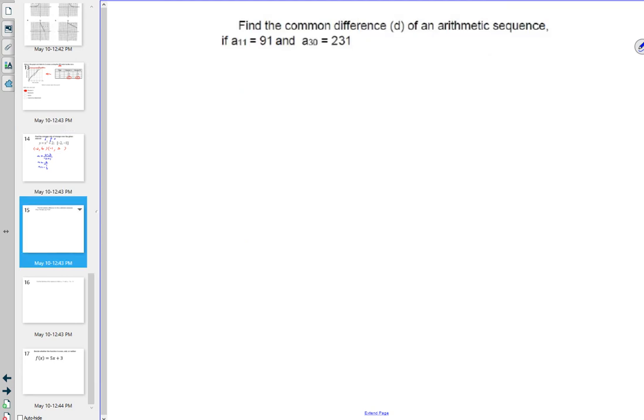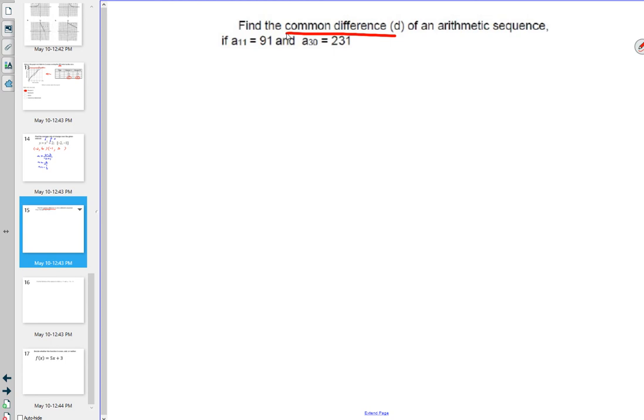Find the common difference of an arithmetic sequence. I'm sure there's more than one way to do this. And I feel like we've done this before. It might have been as part of the EOC review. I remember you guys seeing one of these and getting stuck. But the way I would do it: what's another word for common difference in an arithmetic sequence? Slope. This is the slope problem.